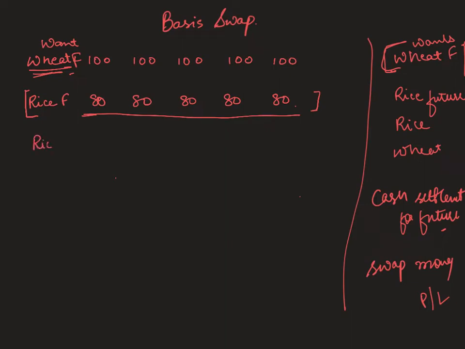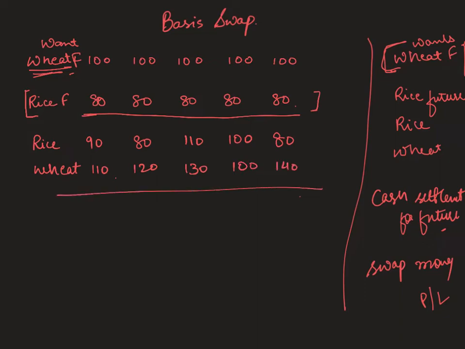So, these are the spot prices for rice and wheat in the coming months. Okay, let's just make up the prices. The rice was, let's say, 90 rupees, 80 rupees, 110, 100, and probably 80. Okay, wheat was 110, 120, 130, 100, and 140. Okay, so now you're going to be getting two sets of payments. One is the cash settlement for your future. It can be a positive number or a negative number.